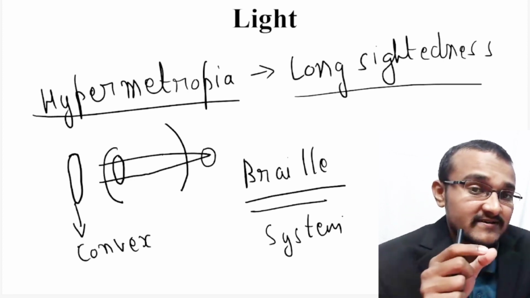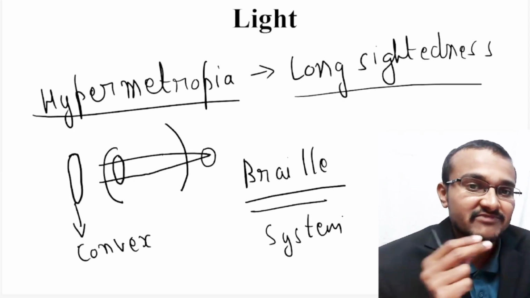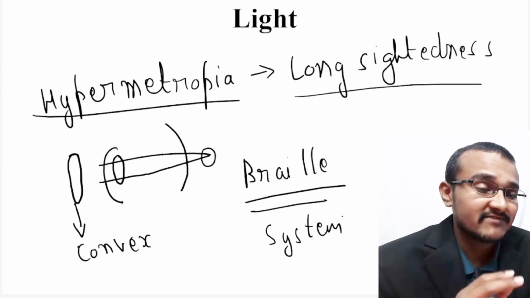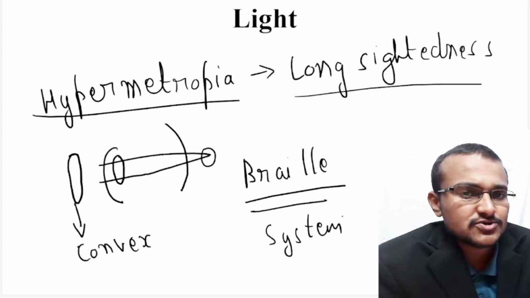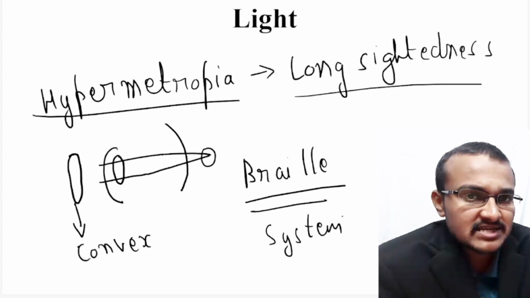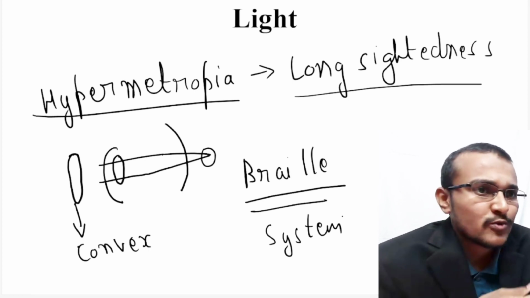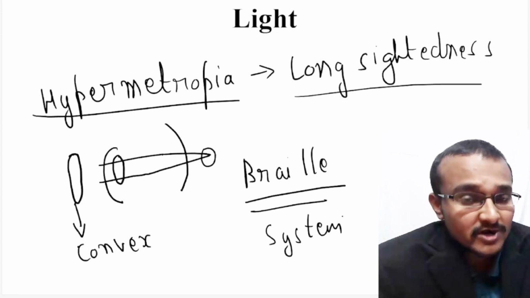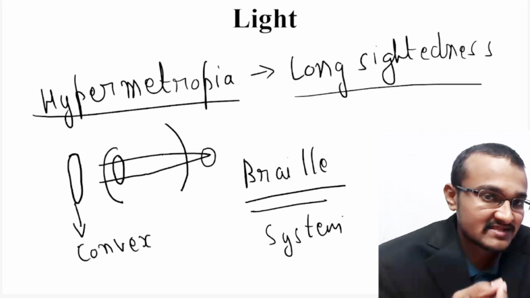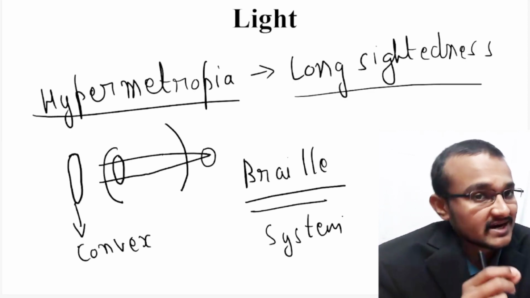Louis Braille was a person who was visually impaired. He invented this Braille system so that even people who are visually impaired can read and write. There are many visually impaired people who have done a lot of achievements in their life. For example, Helen Keller, and there are many other scientists and doctors who are visually impaired and have achieved a lot in their life. You should remember, even a visually impaired person can achieve great things.